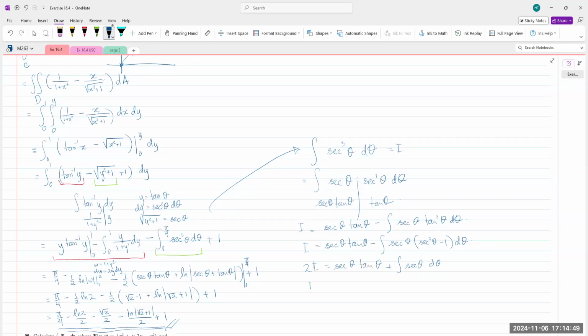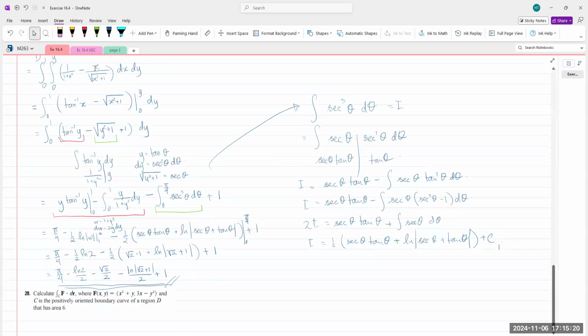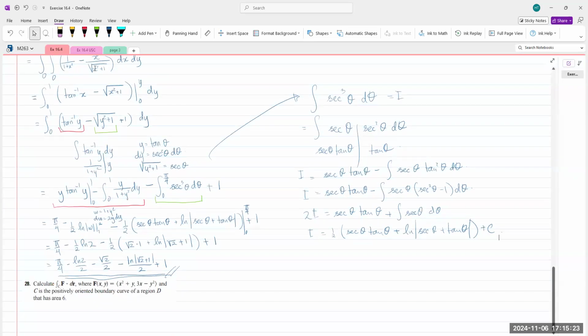Okay, so I is 1/2 secant theta tangent theta plus the integral of secant theta, which is natural log of secant theta plus tangent theta, of course plus a constant, right? That's the integral. Okay, so I get it right. The integral from 0 to 1 of 1 is just 1. Okay then, I think that's it.